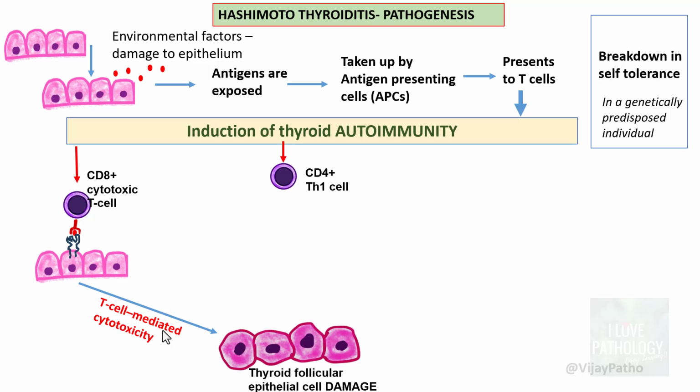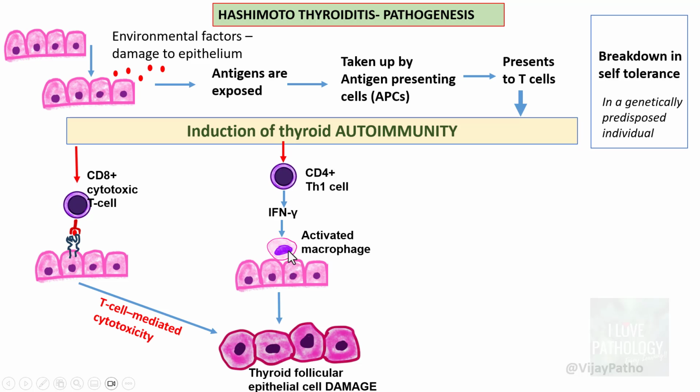Second, CD4 T helper 1 cells are also activated, which release lots of cytokines, and one of the cytokines is interferon gamma. This interferon gamma activates the nearby macrophages, and these macrophages go and destroy the thyroid follicular epithelial cells, leading to damage of the follicular epithelium. That's the second part. The third one is that the B cells are also activated.